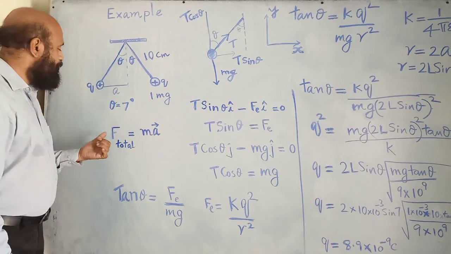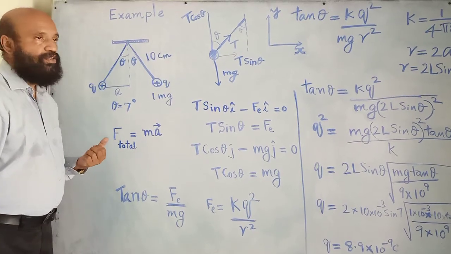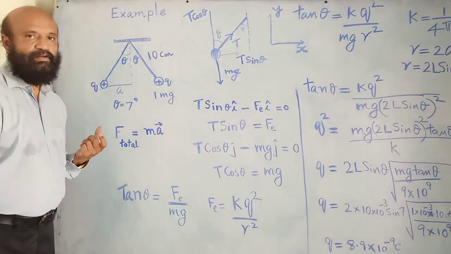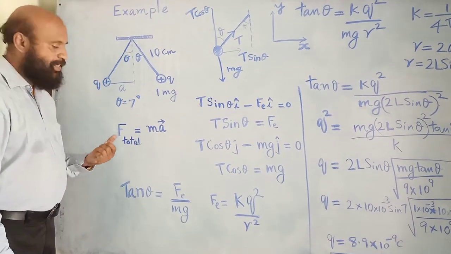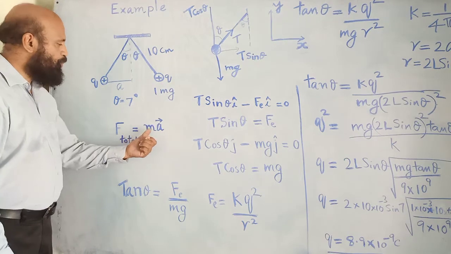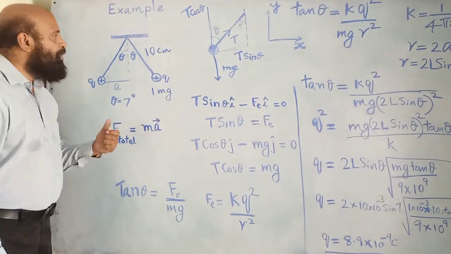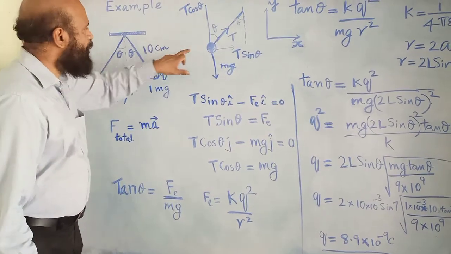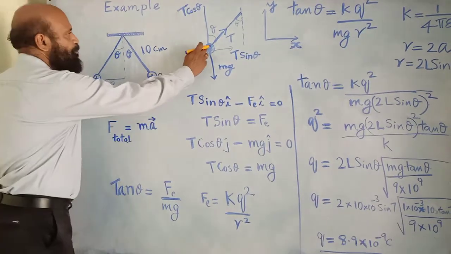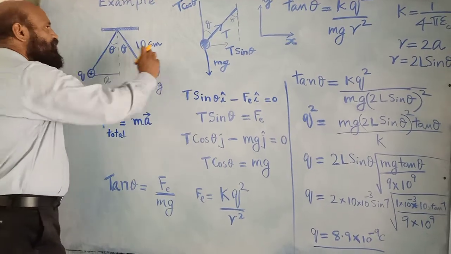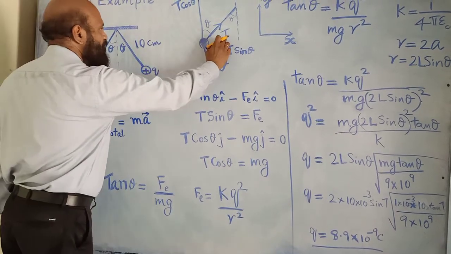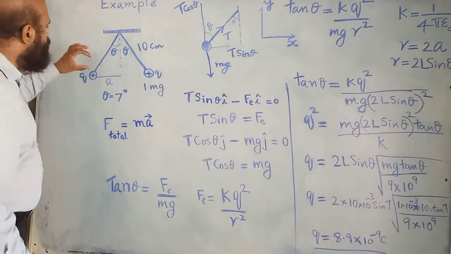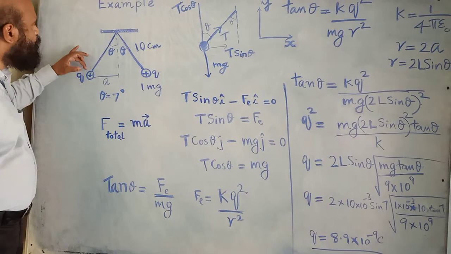This is based on Coulomb's inverse square law, and we have to apply Newton's second law. According to Newton's second law, force is mass into acceleration. Now we will draw a free body diagram. Here, this mass, this charge, is pulled by the string. So this tension T is the force on the charge due to the string.